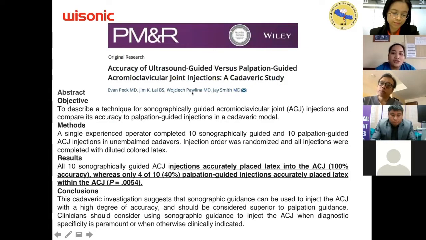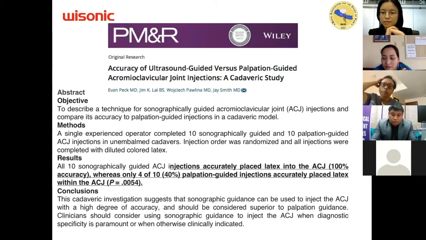This is one study which supports the accuracy of ultrasound guidance injection of the AC joint compared to the palpation guided landmark technique. So it's a very superficial joint. So many clinicians practice this palpation guided acromioclavicular joint injection. But this study showed that with palpation guided injection, there was only a 40% success rate, whereas it has a very high success rate with the ultrasound.